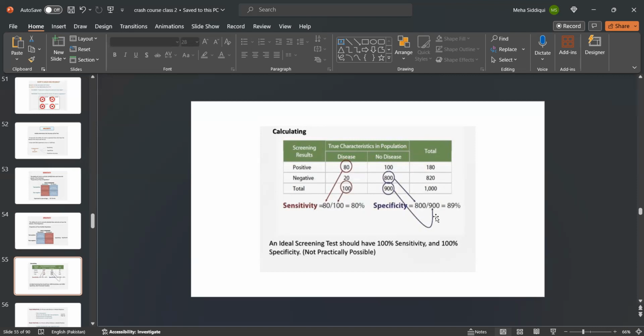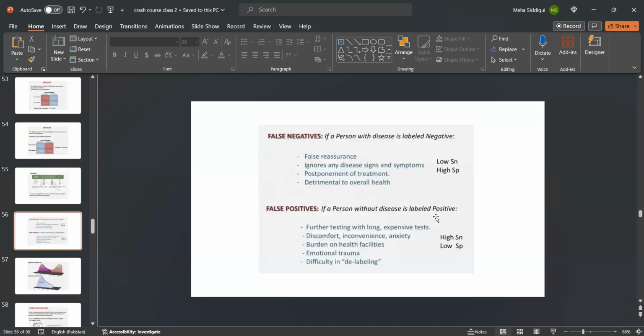So an ideal screening test should have 100% sensitivity and 100% specificity. However, it is not practically possible. False negatives: if a person with disease is labeled negative, then there is false reassurance, ignoring any disease signs and symptoms, and postponement of treatment, which is detrimental to overall health.